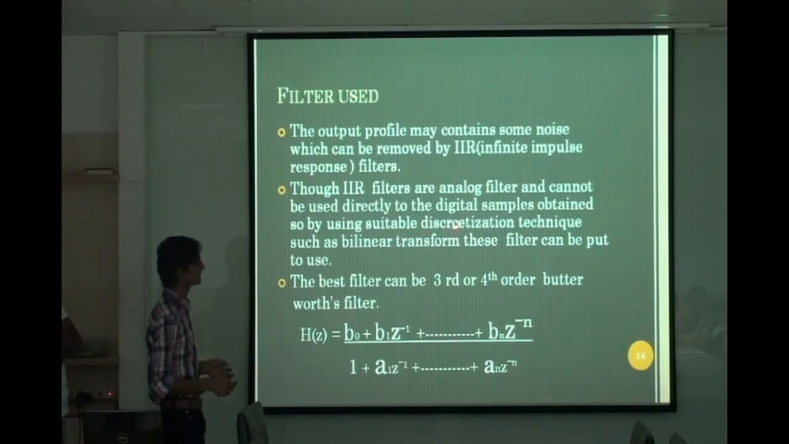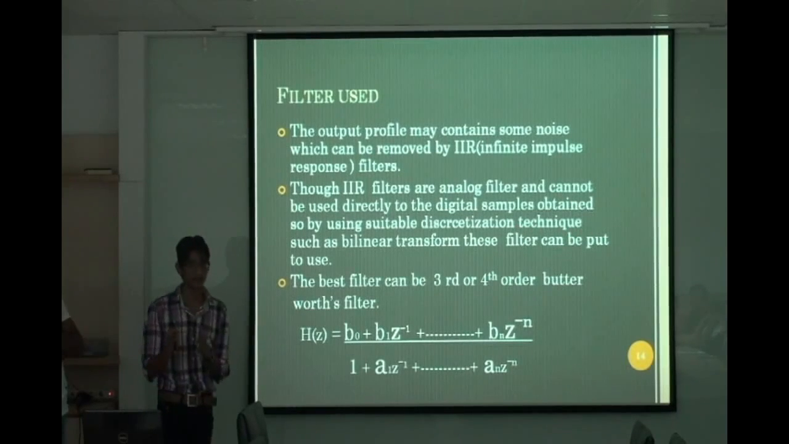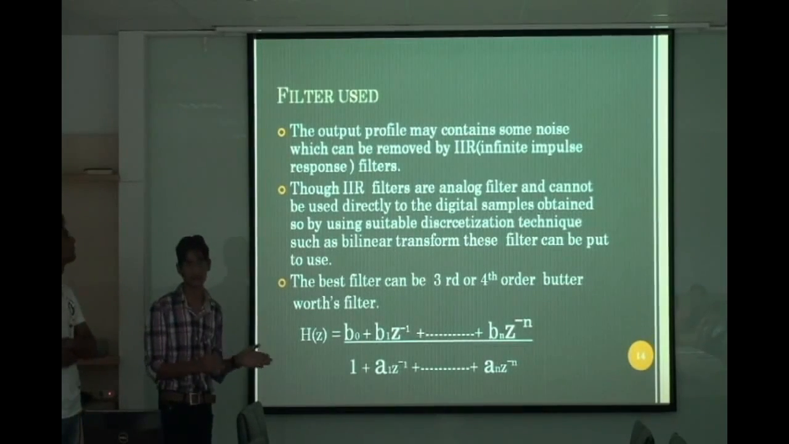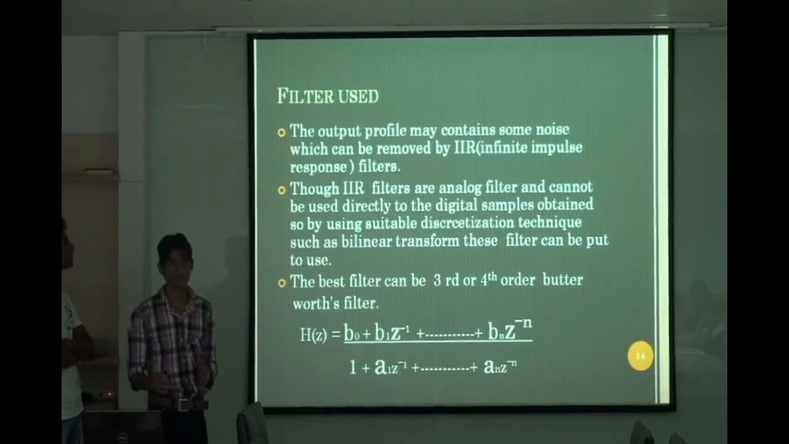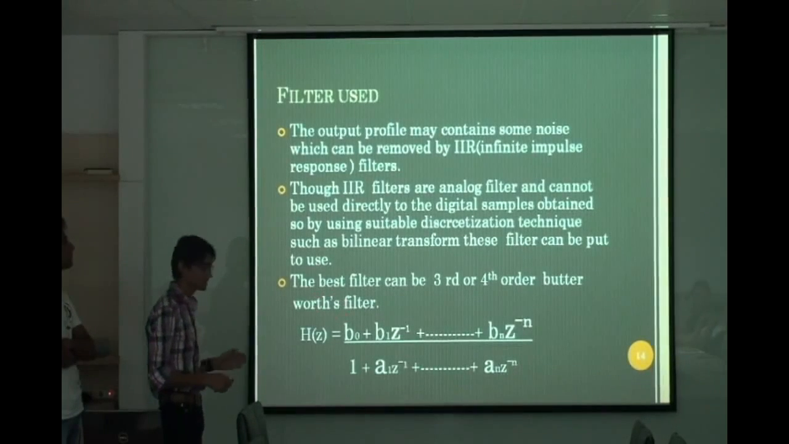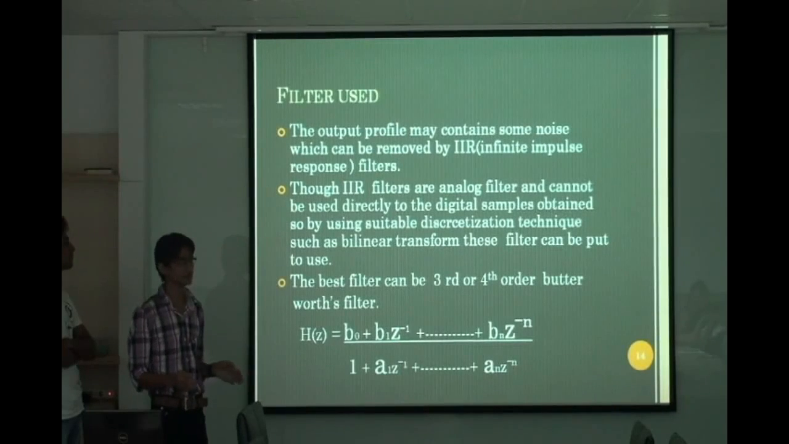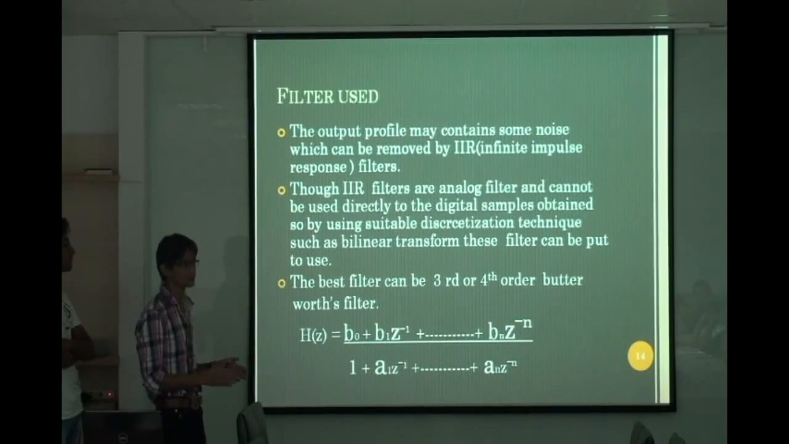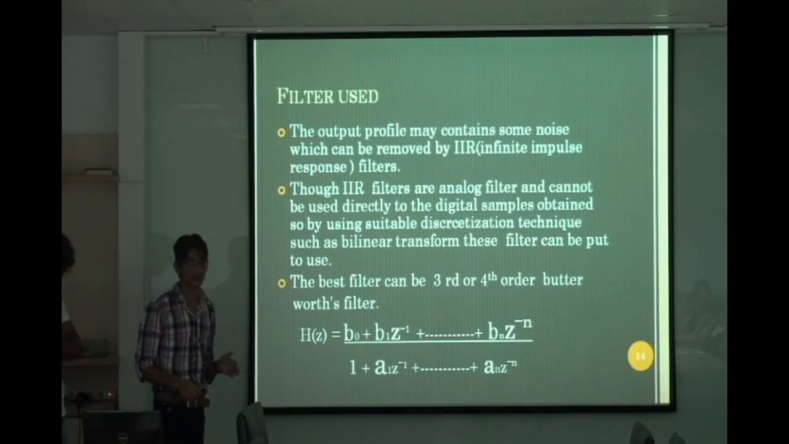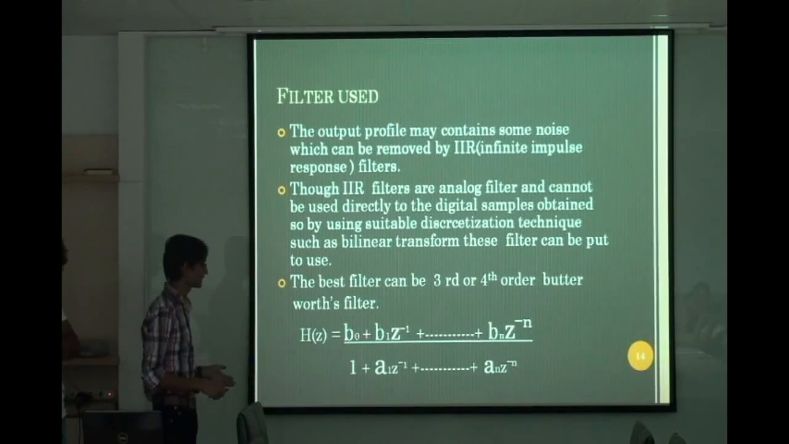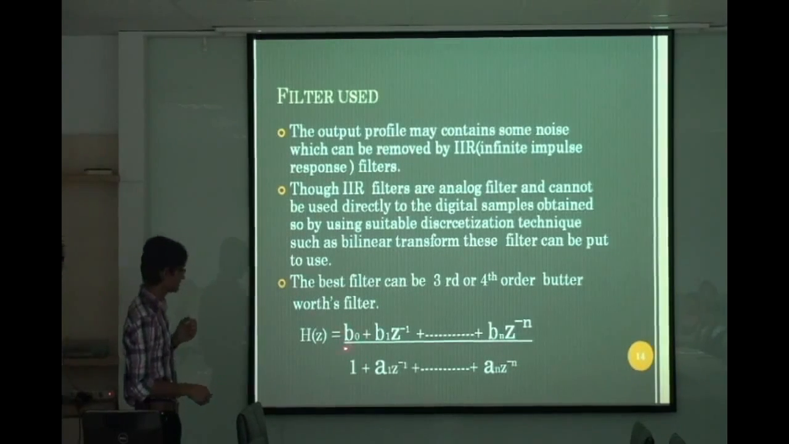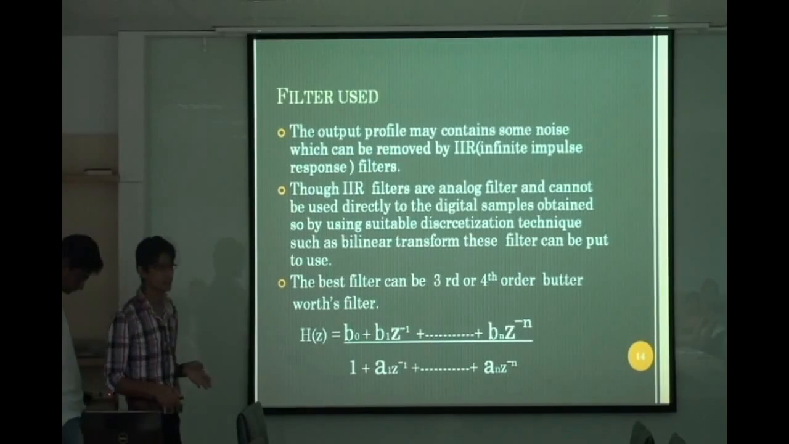This is basically a discretization technique. We discretize the analog values to digital samples by taking the transfer function of the filter and converting it, taking the Z transform of it and converting it to the discrete form. As you know, the Z transform works on the discrete samples. So we take the Z transform of the transfer function of the analog part, and then we get the filter equation. Here B0 and A are the constants of the filter.